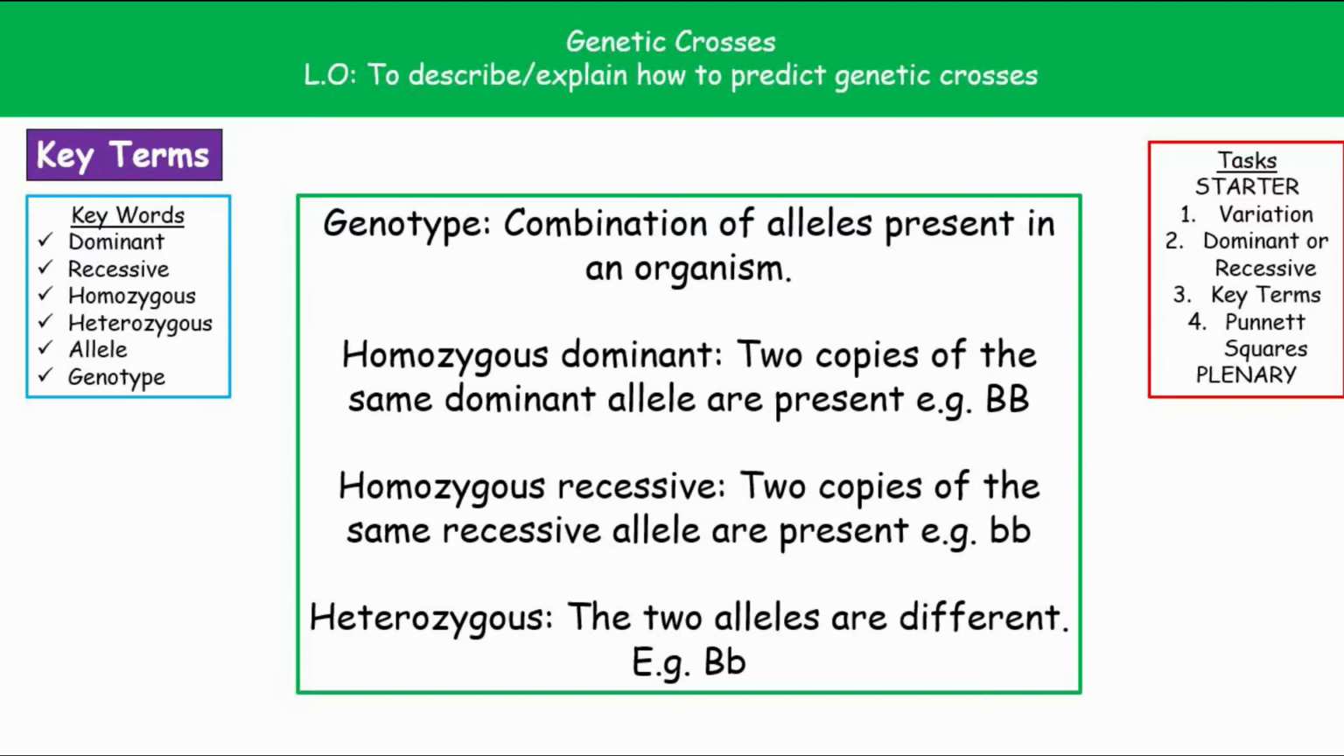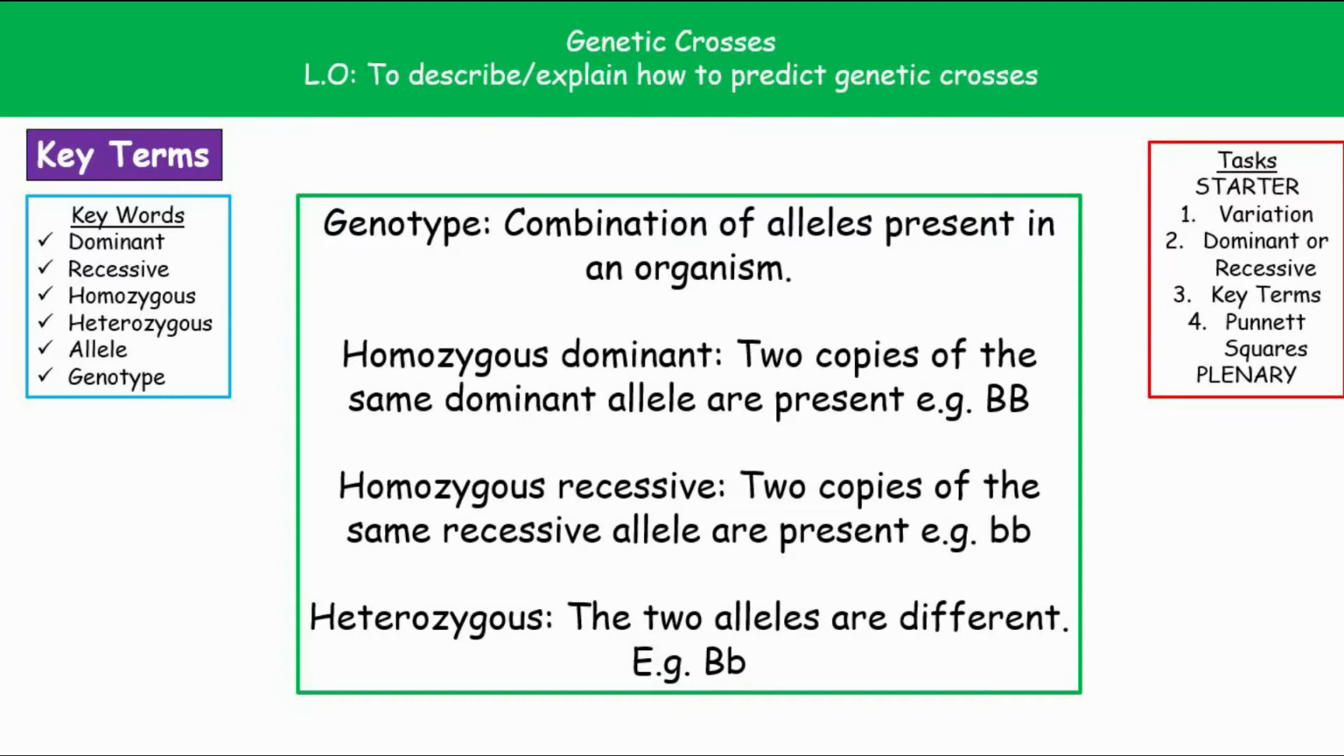So the way we can work this out, dominant obviously tells us it's a dominant allele, and homozygous, break that word down, okay? Homo, same, okay? You can think of it in terms of heterosexual and homosexual. Homosexual people, same sex attraction. Homozygous, same alleles. So what we see here is homozygous dominant, two copies of the same dominant allele are present. And that will be shown by two capital letters.